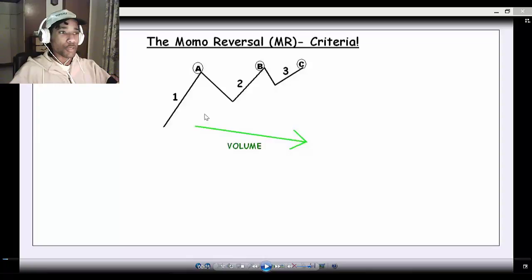So without further ado, I introduce you to the momentum reversal. Enjoy.